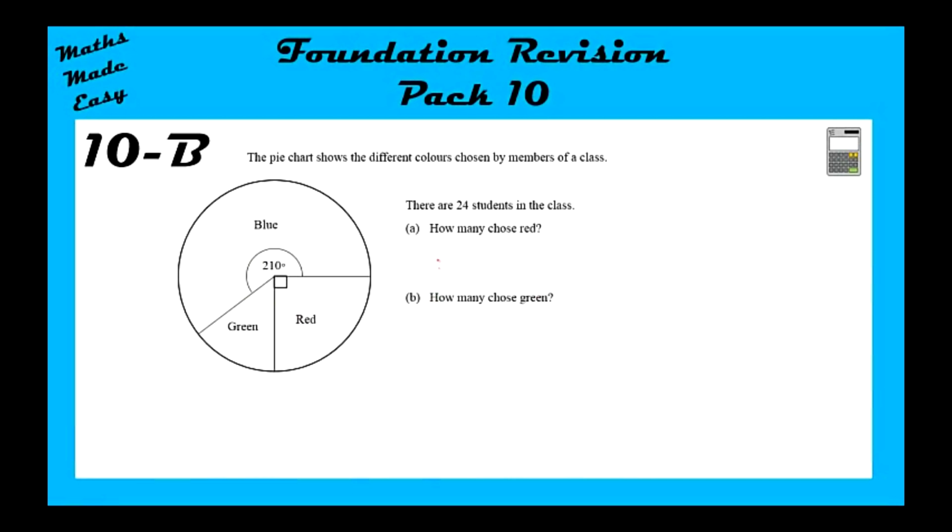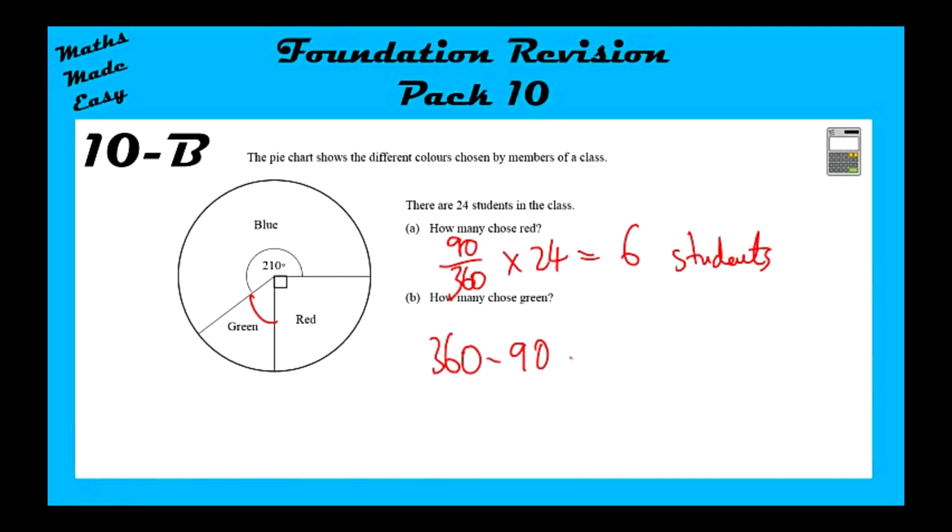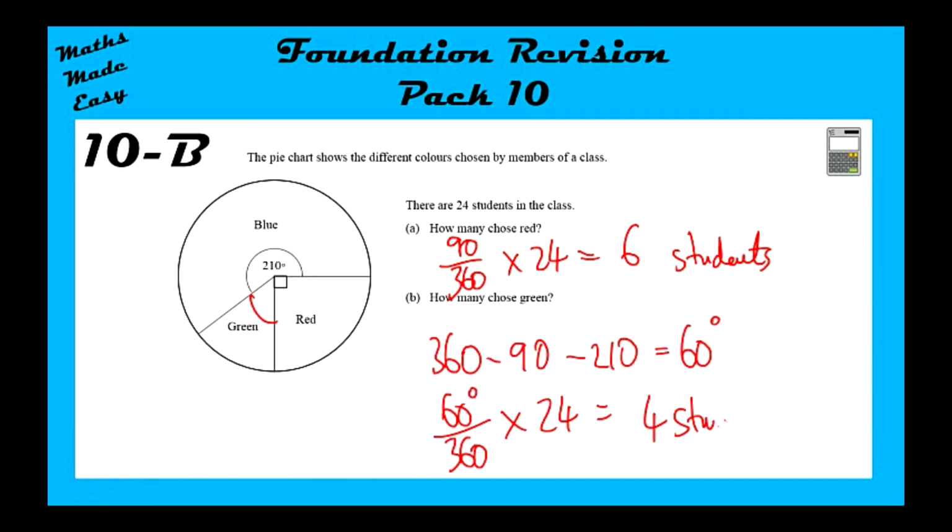Parts A and B on this are both quite similar to part B on the previous question. So for red, there are 90 degrees out of 360, and we multiply that by the 24 students, and we'll get 6 students for red. And for green, well, we've got to work out the angle again, so do 360, take away the 90, take away the 210, and you'll end up with 60 degrees. So there's 60 degrees for green out of 360 altogether, times that by the number of students, and you'll get 4 students. And that completes this video.